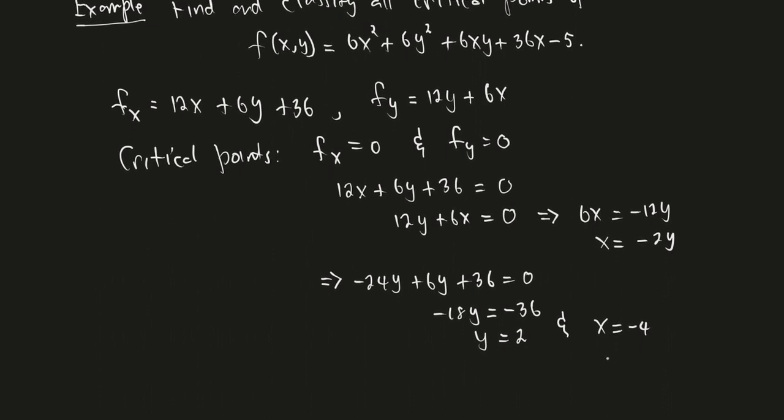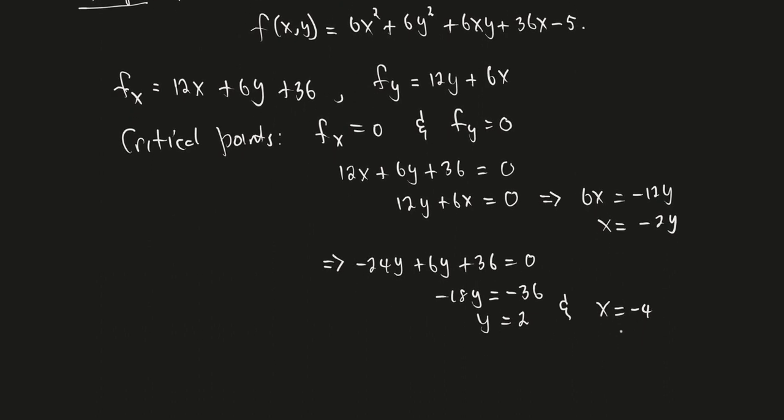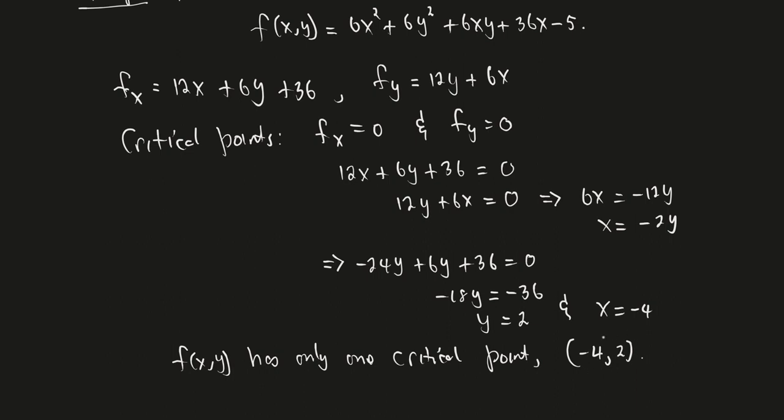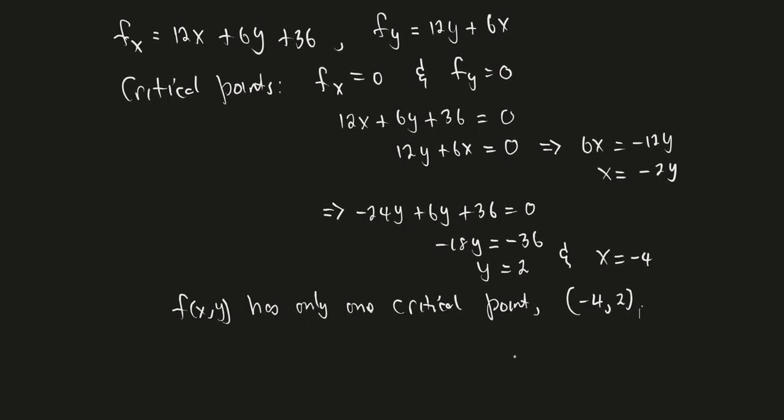So in this case, this surface has only one critical point, right? So I'll just say this, f(x,y) has only one critical point. And what is that point? It's the ordered pair negative 4, 2, right? So now the question is, at this point, does the surface have a peak, a high point, or a low point? Or does it have one of those interesting saddles? Well, this is where the second derivative test comes in, right?